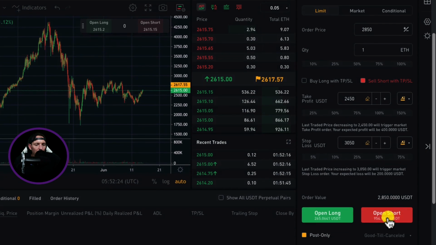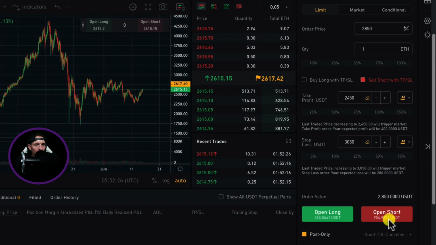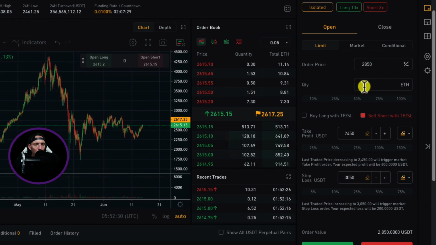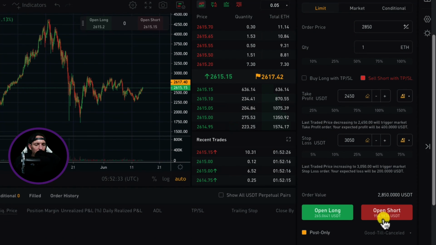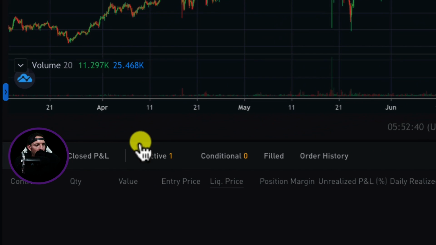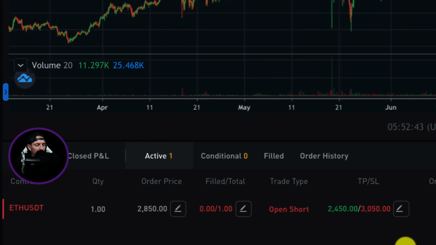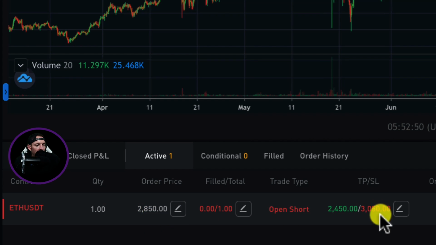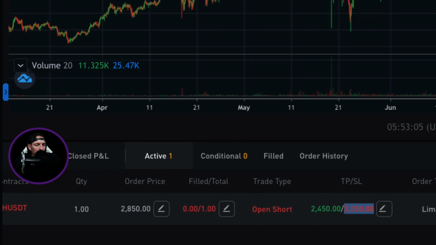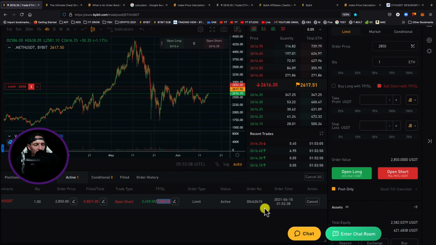So we're going to come over here and we're going to choose open short. When I press open short, it's going to place a limit buy order for one contract of Ethereum, but I'm only willing to risk $954. So I'm going to hit open short. Over here under your active tab, it shows you that I actually have an open trade on Ethereum placed. I want to enter that trade at 2,850 and I want to hold that short until price dumps down to 2,450. If price spikes up to $3,050, I want it to take me out of that trade and I'll end up losing $150. My liquidation price on that trade is $3,700 and something dollars.